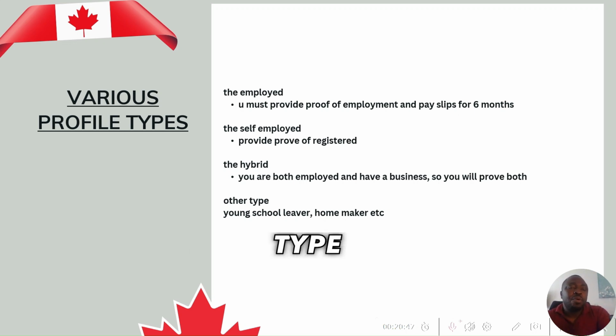Then you have other types of personnel. You have the young school leaver, the homemaker. You have some persons that are not working. Just because you are not working doesn't mean Canada cannot give you a visa. They can give you a visa, and you explain whatever your situation is. You explain and you tell them what you will do when you graduate.